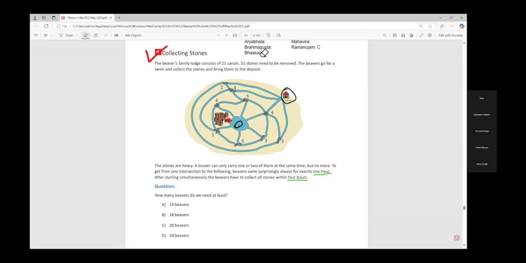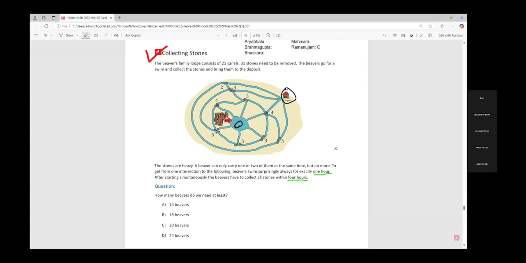Four is not how many stones they have to take. It's 4 hours, which means they have to bring all the stones to the deposit under 4 hours. Yeah, you have to bring them under 4 hours, but as they've said, one canal takes 1 hour. So 4 hours will be four canals, right? So did you understand? The maximum will be four canals traveled because one canal is 1 hour. So 4 hours will be four canals.